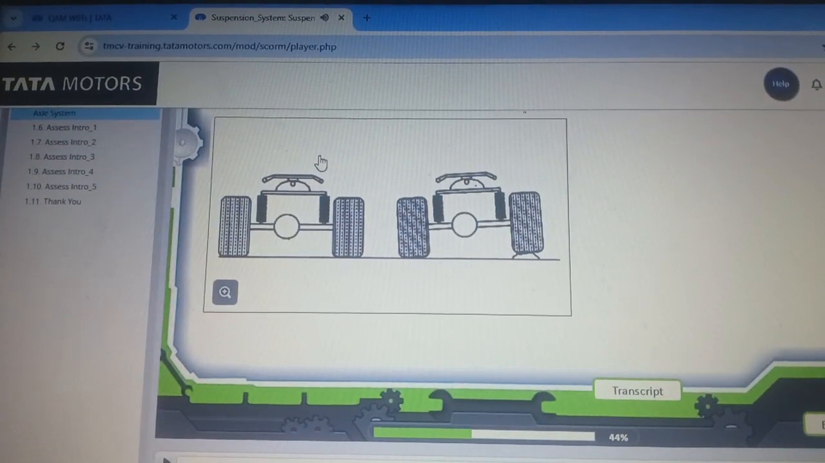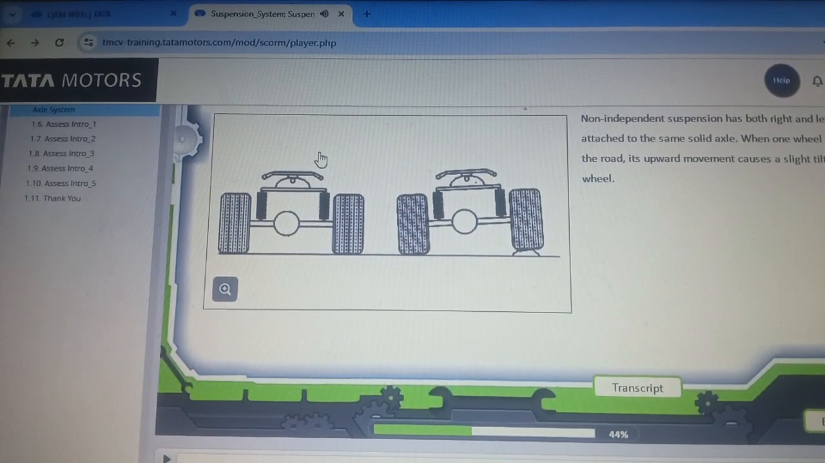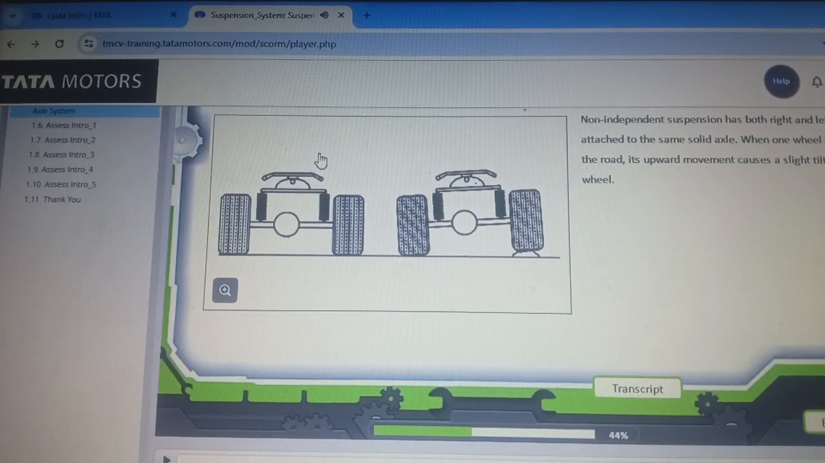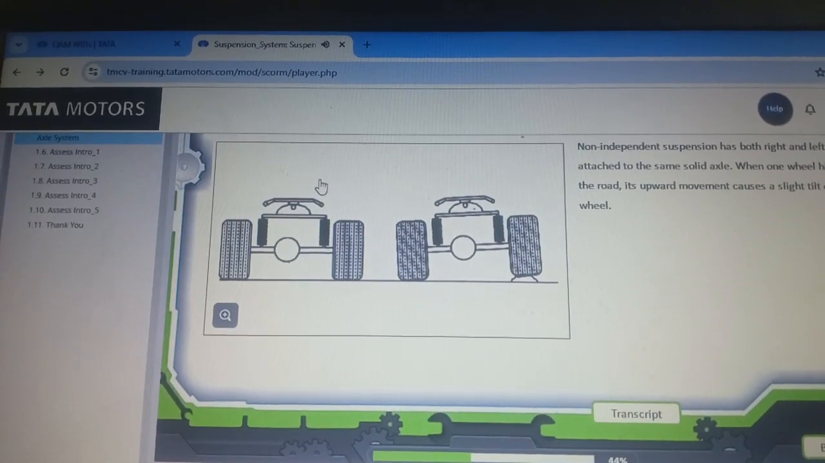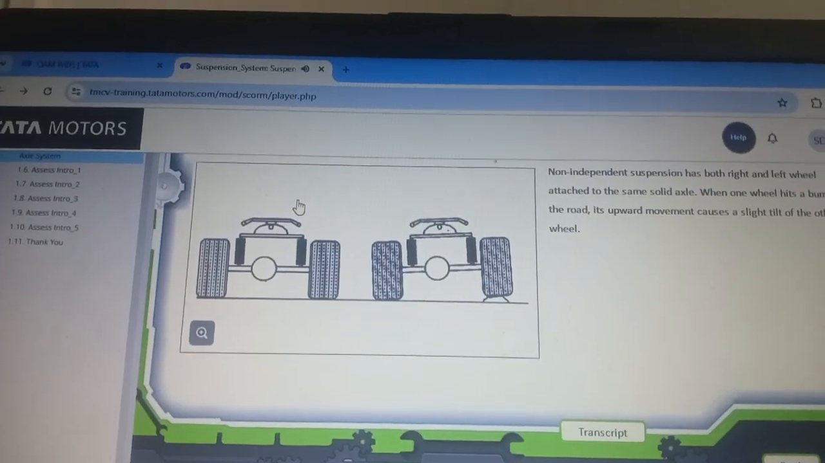Non-independent or dependent suspension. Non-independent suspension has both right and left wheels attached to the same solid axle. When one wheel hits a bump in the road, its upward movement causes a slight tilt of the other wheel.